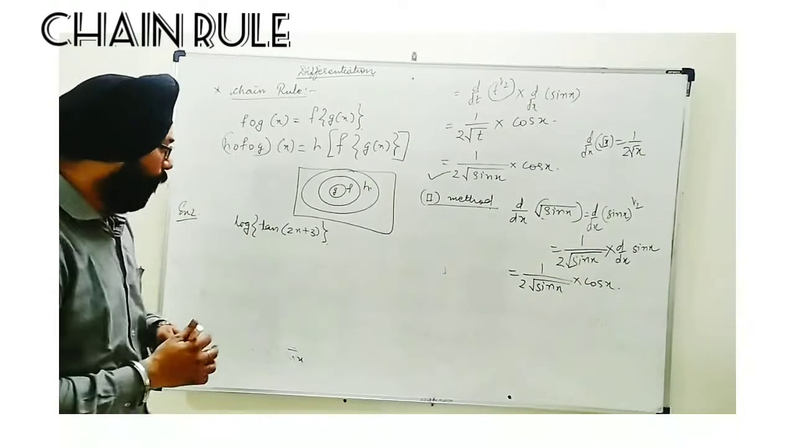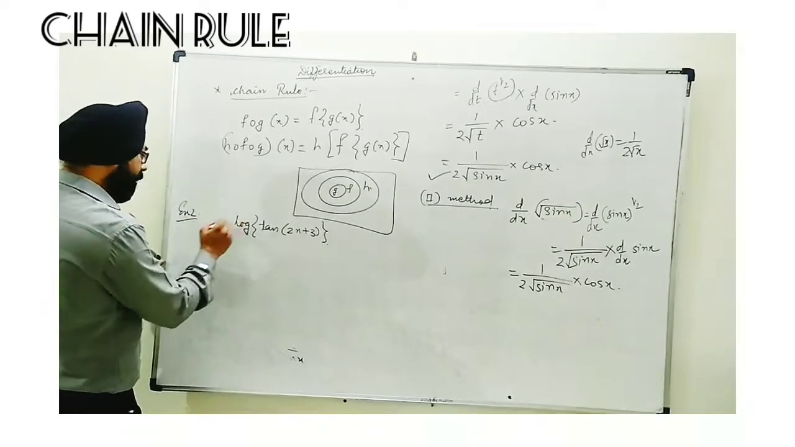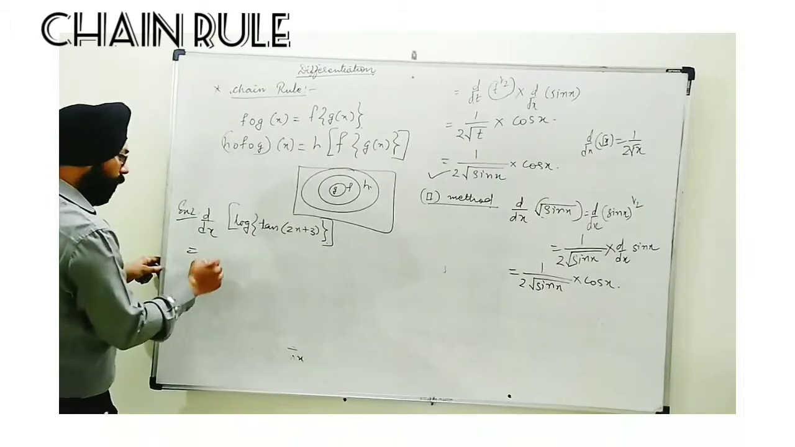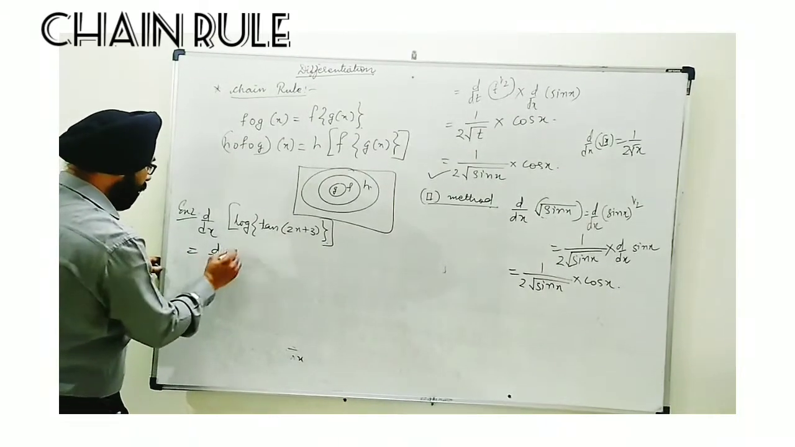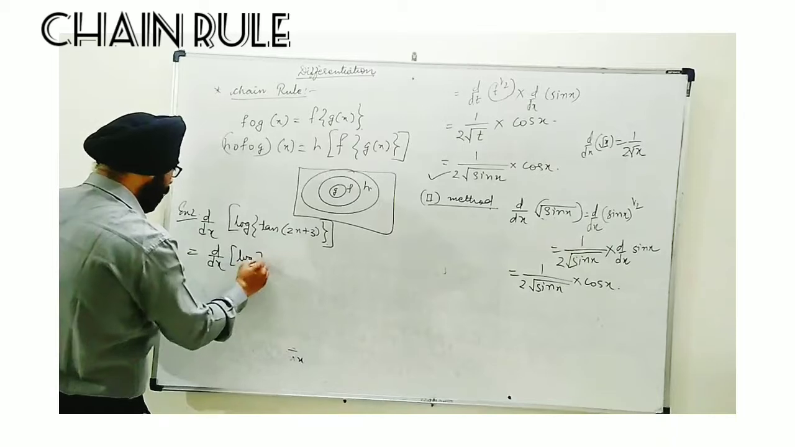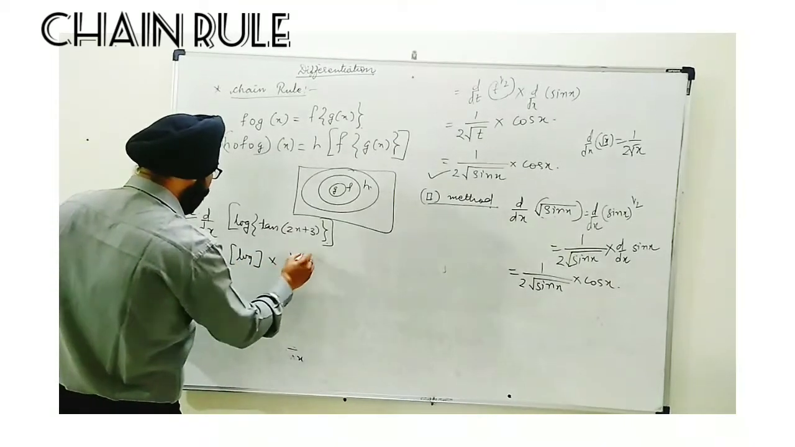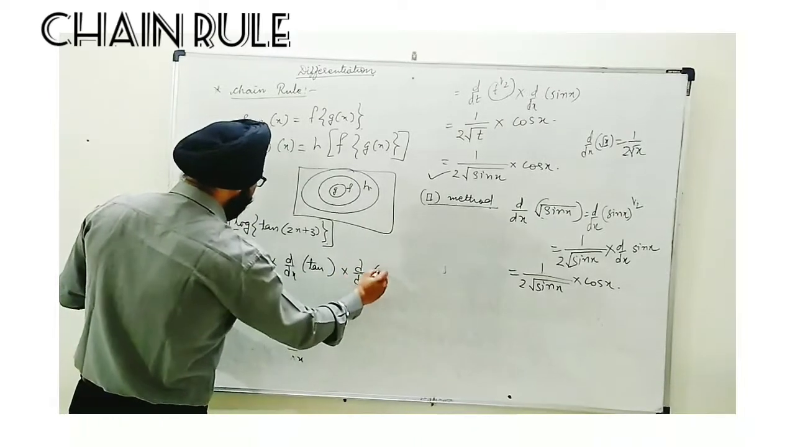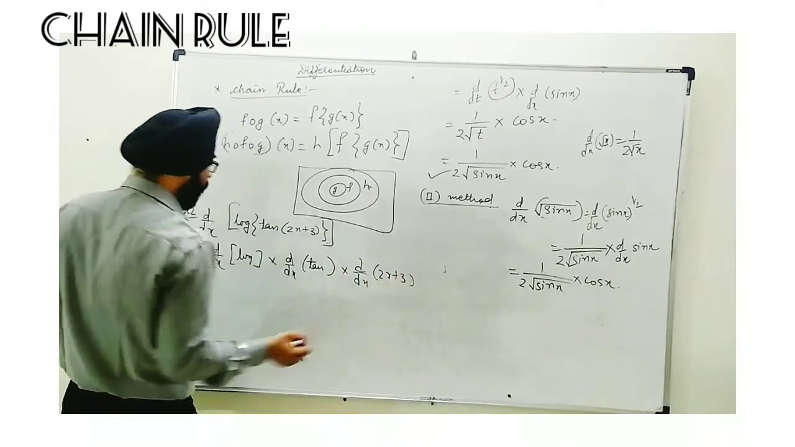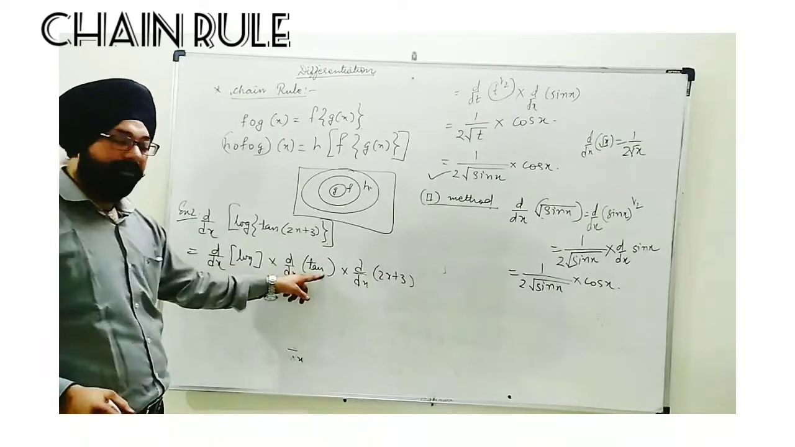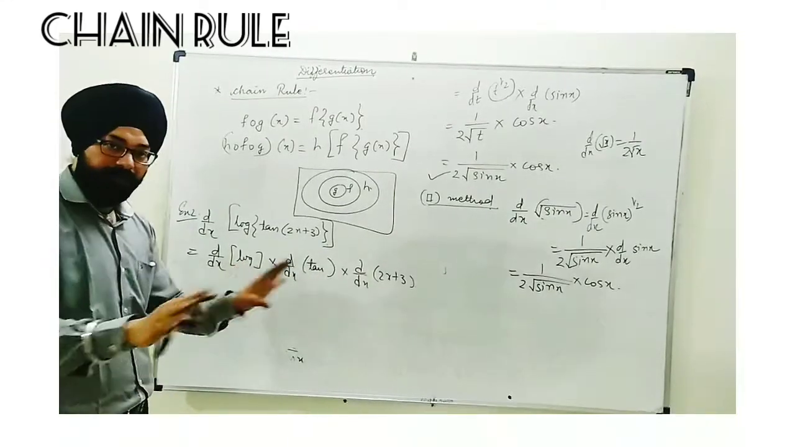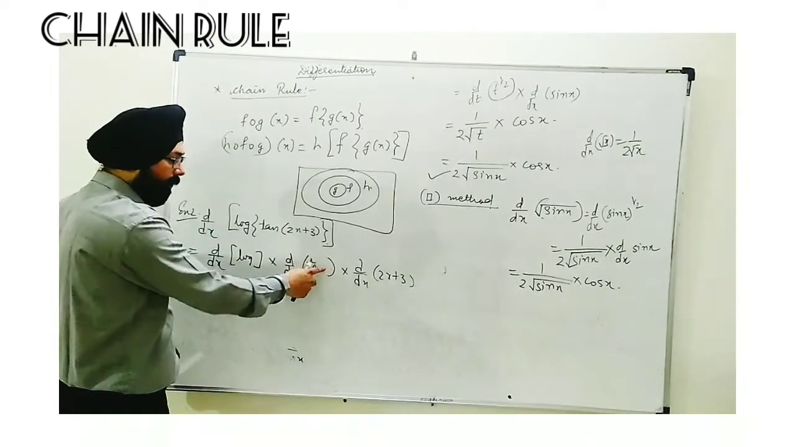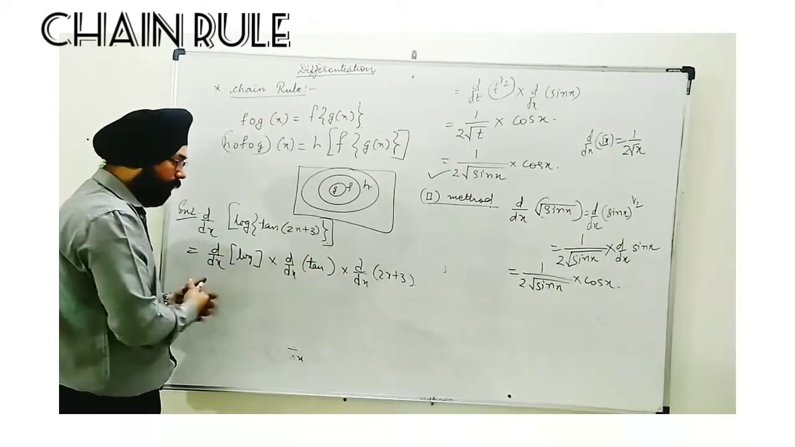So in short, what can we say? Its differentiation will be equal to, first of all we will differentiate log, multiply d by dx, then we will differentiate tan, then multiply d by dx, then the innermost 2x plus 3, the core function. But here I have not written these in standard form. Log is given without any variable here. The tan also is without variable. It is just a pattern to understand.